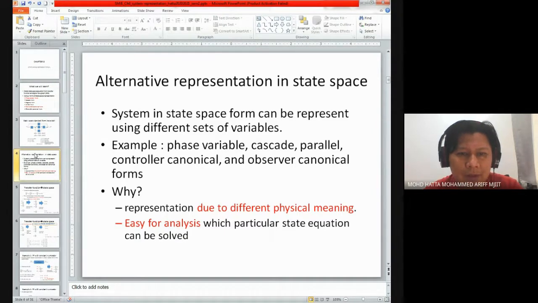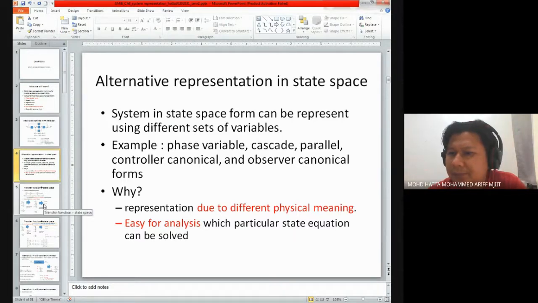Alternative representation in state space. I think we can read through this slide on why we have various types of formation of the state space model. Here is the answer to that question. Here we have phase variable, cascade, parallel, controller canonical, and also observer canonical, and why do we need that? The answer is representation due to different physical meaning. Maybe it's easier if we have that particular form of state space model, and it also leads towards the ease of our analysis, especially when we try to get the solution of our state space equations.